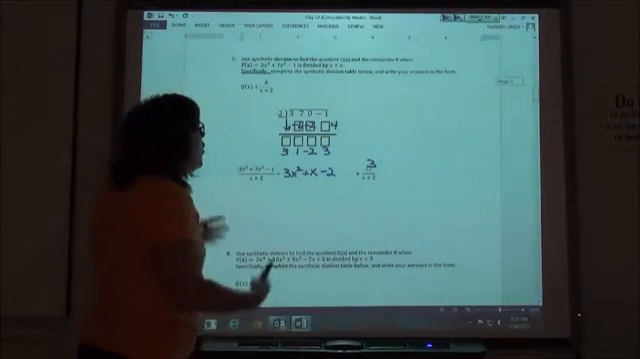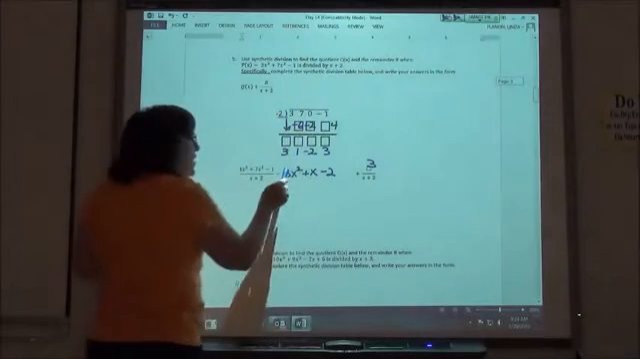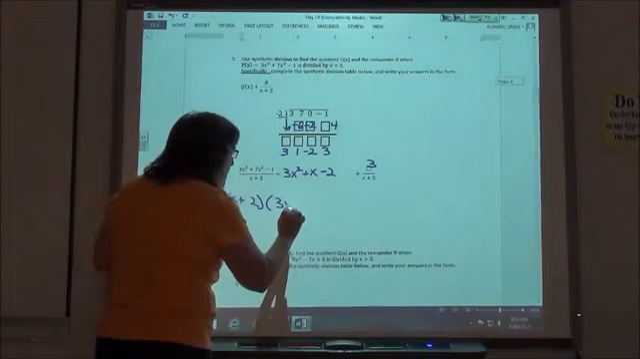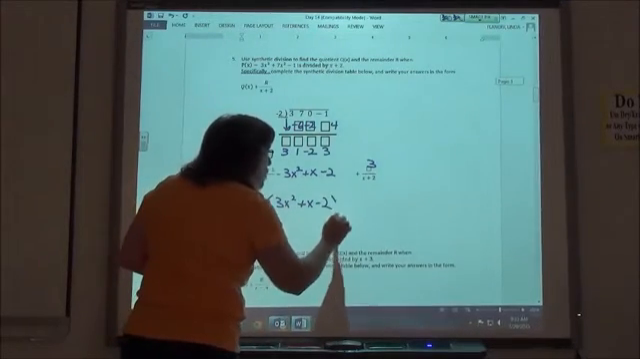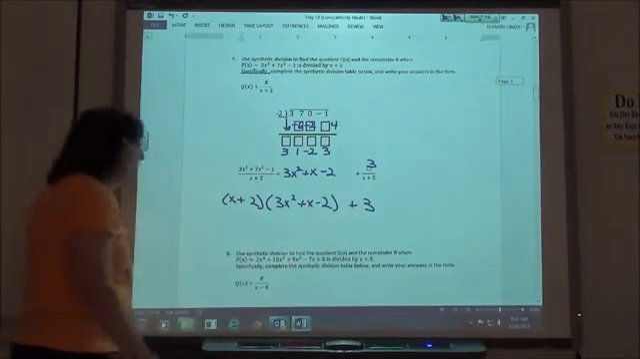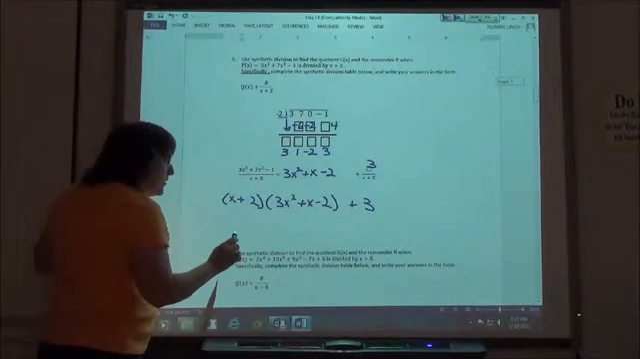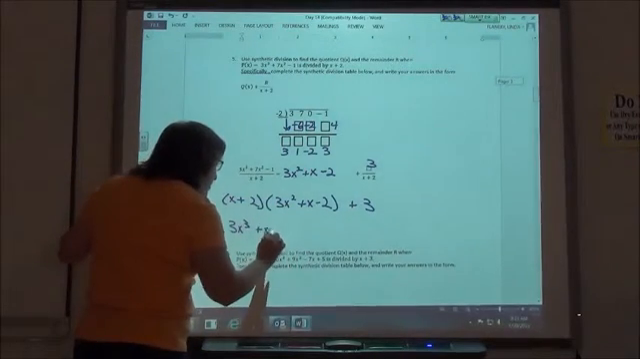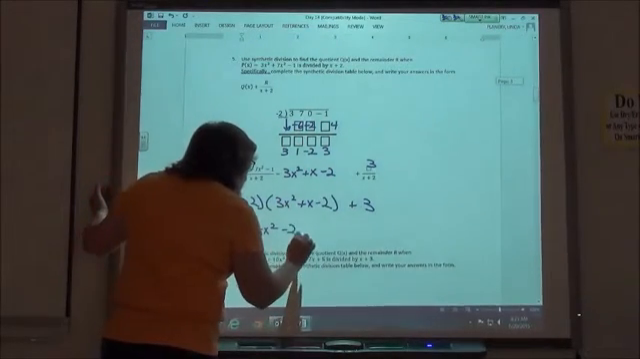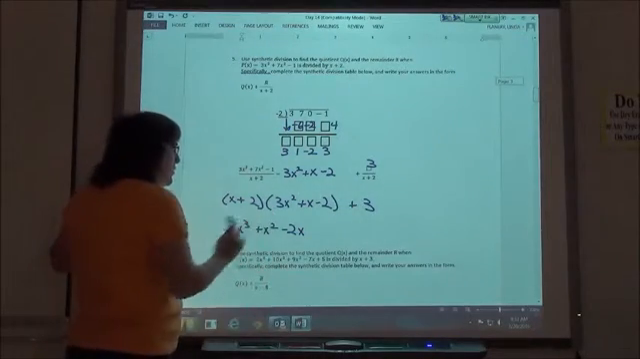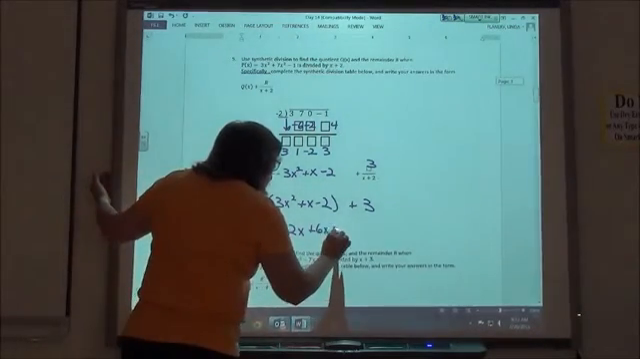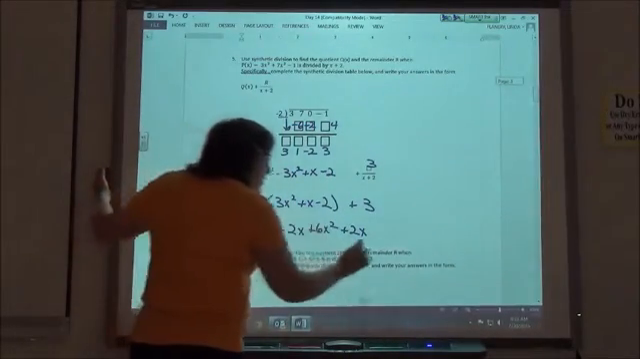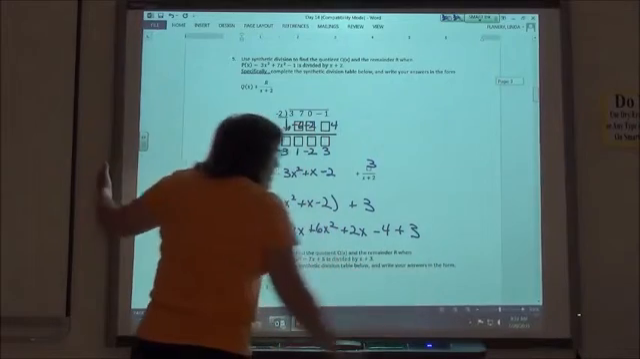And just like on those other ones where we did long division, if we wanted to check it, we could do long division, or we can just take our divisor times our answer. x plus 2 times 3x squared plus x minus 2, and add our remainder of 3. x times 3x squared would be 3x cubed. x times x is x squared. x times minus 2 is a minus 2x. 2 times 3x squared is 6x squared. 2 times x is 2x. 2 times minus 2 is minus 4, and then of course add my remainder.